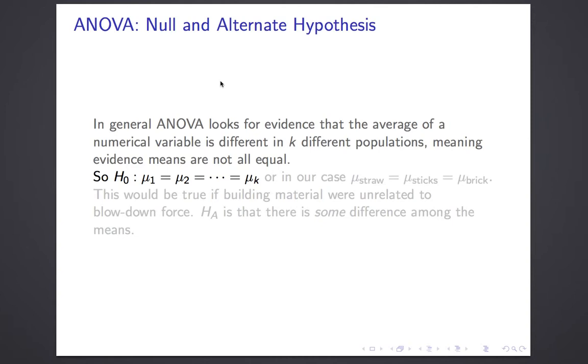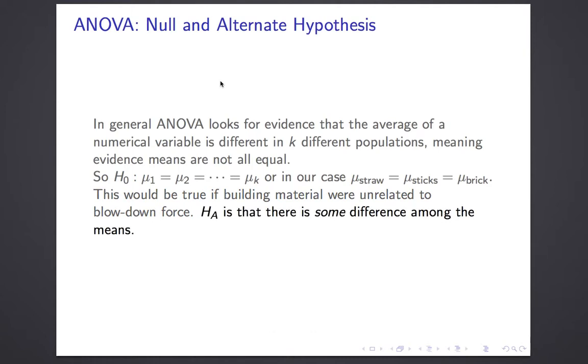equals mu k. In our case we have three populations, so we're saying mu straw equals mu sticks equals mu brick. That is to say, the average blowdown force for straw is equal to the average for sticks is equal to the average for bricks. This is what would be true if building material were unrelated to blowdown force, if knowing what it was made of didn't tell you anything about how easy it was to blow it down.